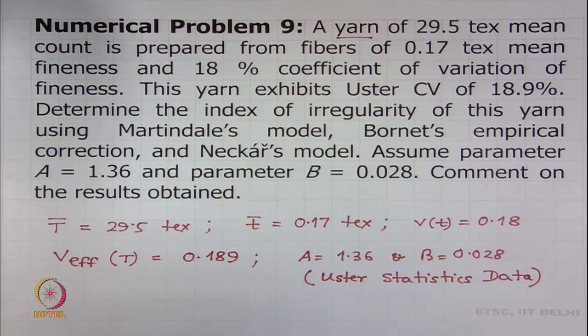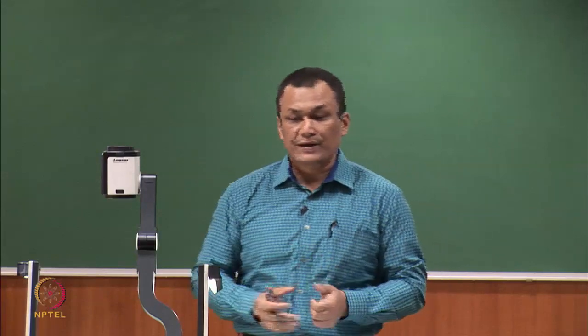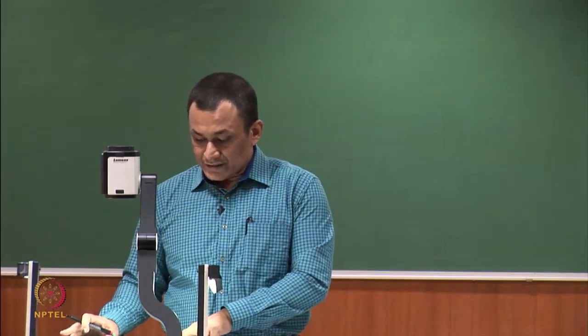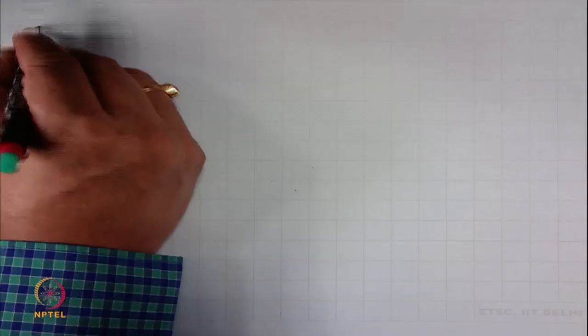So, here actually we have to compare these three theories, Martindale's model, Bornet's empirical correction and Nesker's model. So, these three theories what we have learned so far will be compared in this numerical problem. So, let us do that one by one. First, let us find out Martindale.